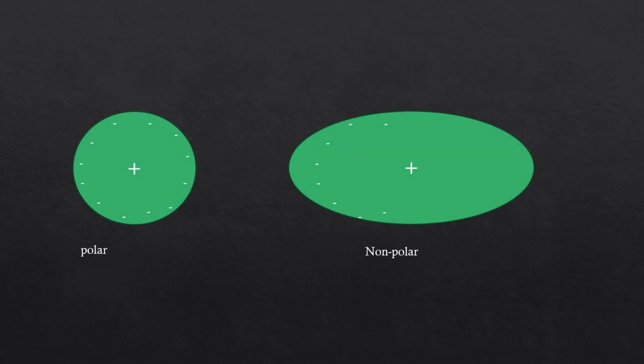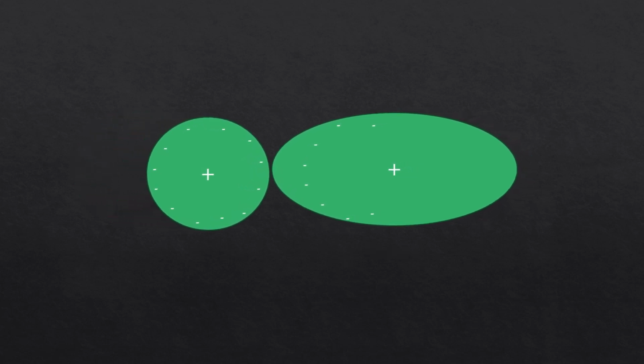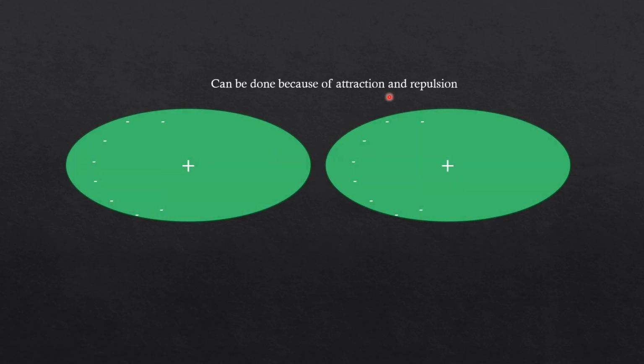For this attraction to happen, we need one polar and one non-polar molecule. When these polar and non-polar molecules come to each other or are attracted, there will be an induction. Now this molecule is called the induced molecule. It is induced because of the repulsion. It can also be done because of the attraction.